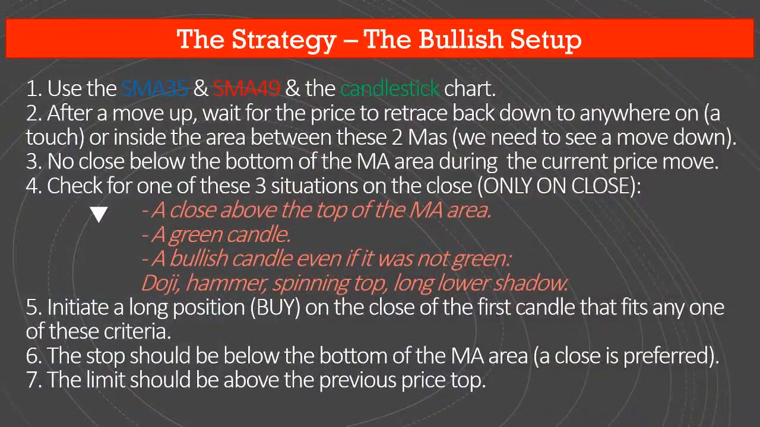Okay, number 3, this is a very important condition: we need a situation where no close below the bottom of the MA area during the current price move is witnessed. So I want to see the price drop towards the moving average area, touch its top, or fluctuate between these two averages, or even be below this area, which is okay as long as there is no close. Once we see a close below the bottom of the moving average area, we skip this setup. We don't use it. Okay?